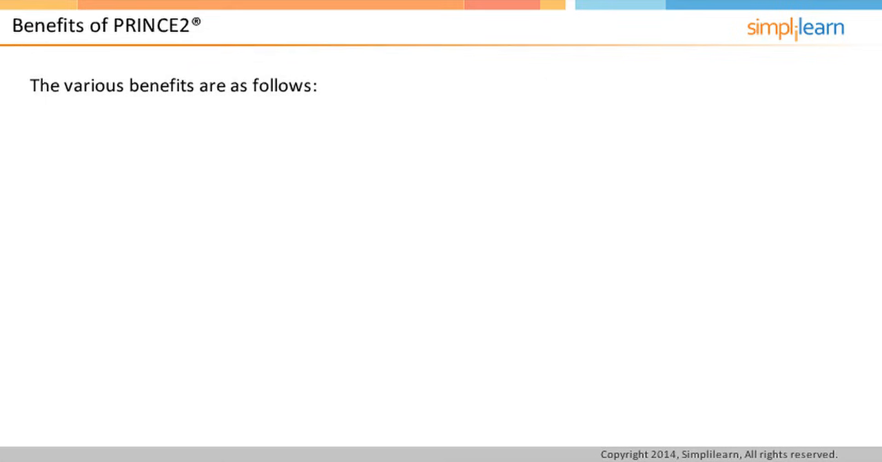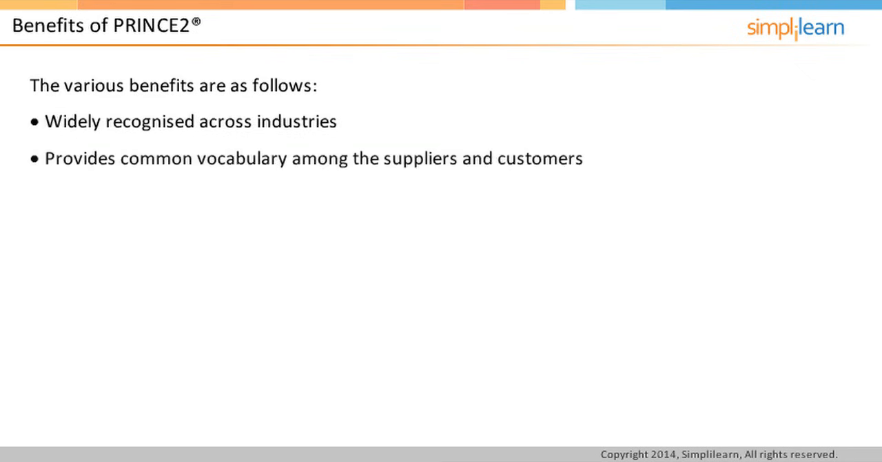PRINCE2 is an established and proven best practice for managing projects. It can be applied to any type of project and integrated with specialist product development methods. It is widely recognized across industries. It provides a common vocabulary among the suppliers and customers and has well-defined project roles and responsibilities. It includes best practices for managing projects.